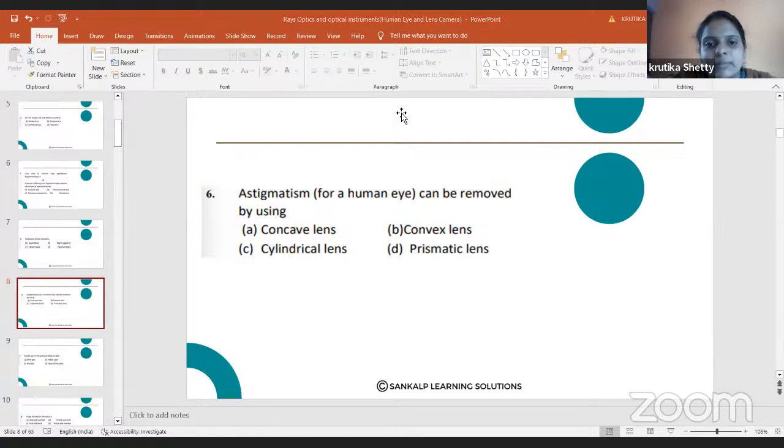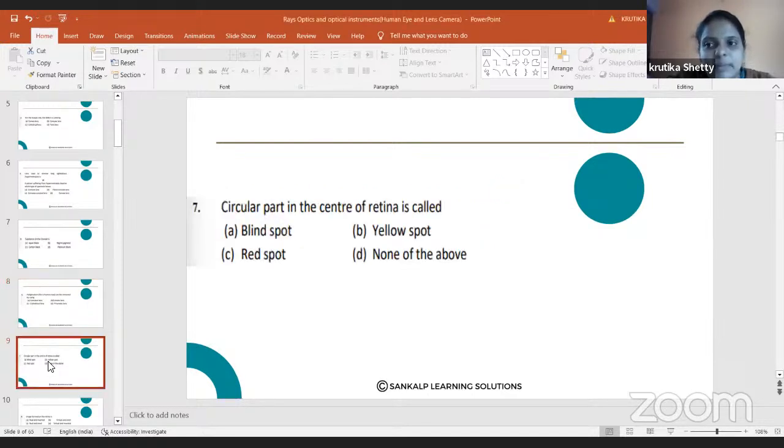Yes, Lohit, correct. Kumar, yes, right. Yes, very good, students. Option C is right here. Cylindrical lenses are used in case of astigmatism. Then the next question.